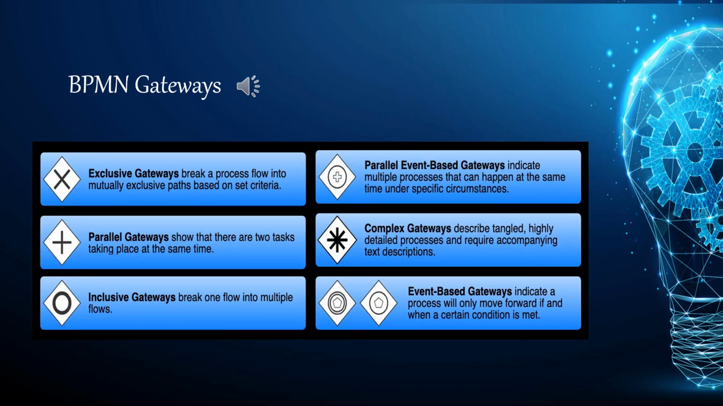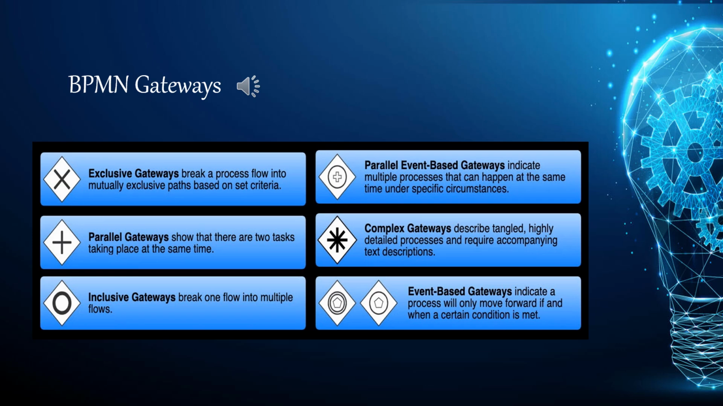In business process model and notation, gateways are critical elements that control the flow of processes by determining branching, merging, and synchronization points. They enable the modeling of complex business logic by directing the sequence flow based on conditions or events. Below, we see different types of gateways.